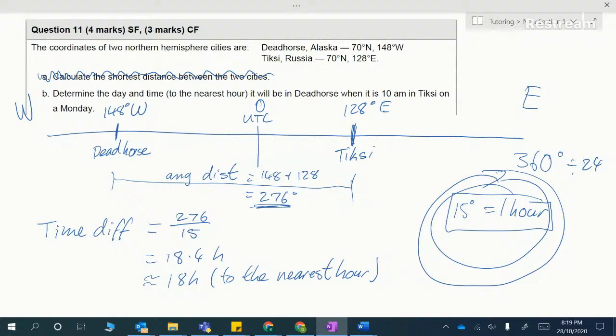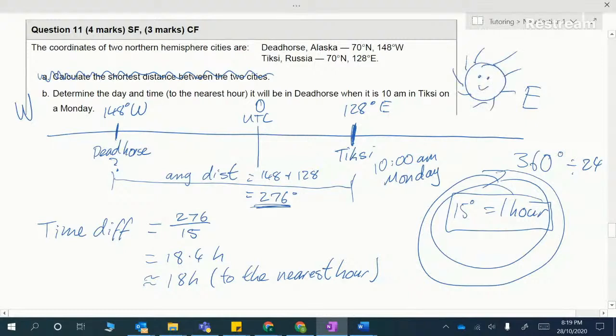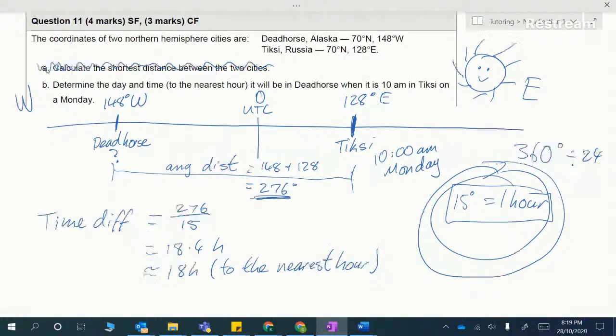So we know that the time difference is 18 hours, okay? And we want to know the time in Dead Horse. So this is what we're trying to figure out: when it is 10 a.m. Monday. Okay, and this is where my diagram can come in handy because I can see very clearly in my diagram that Tixie is ahead of Dead Horse. The sun rises in the east and sets in the west, okay? So Tixie is going to be ahead of Dead Horse. So if I want to convert to Dead Horse time, I'm going to have to take away 18 hours.